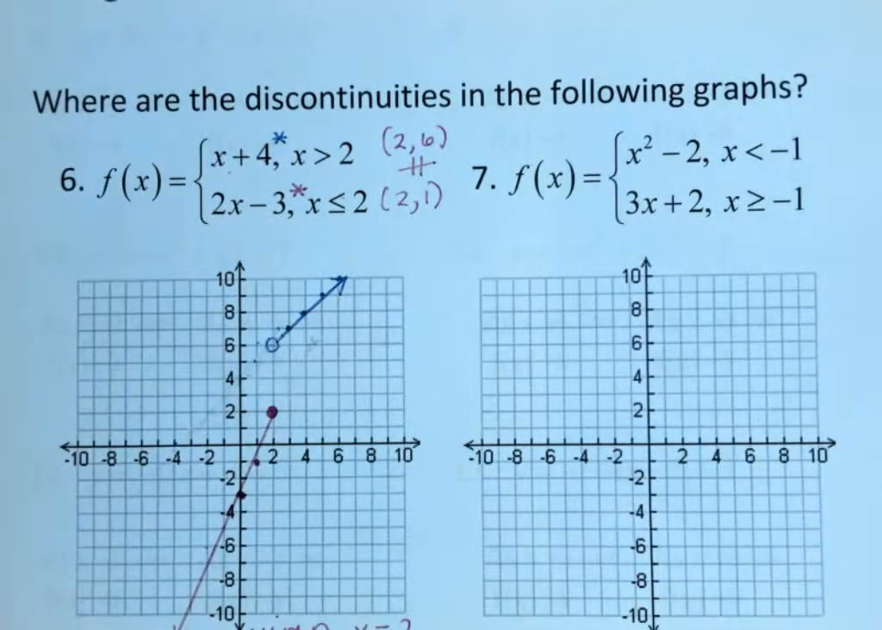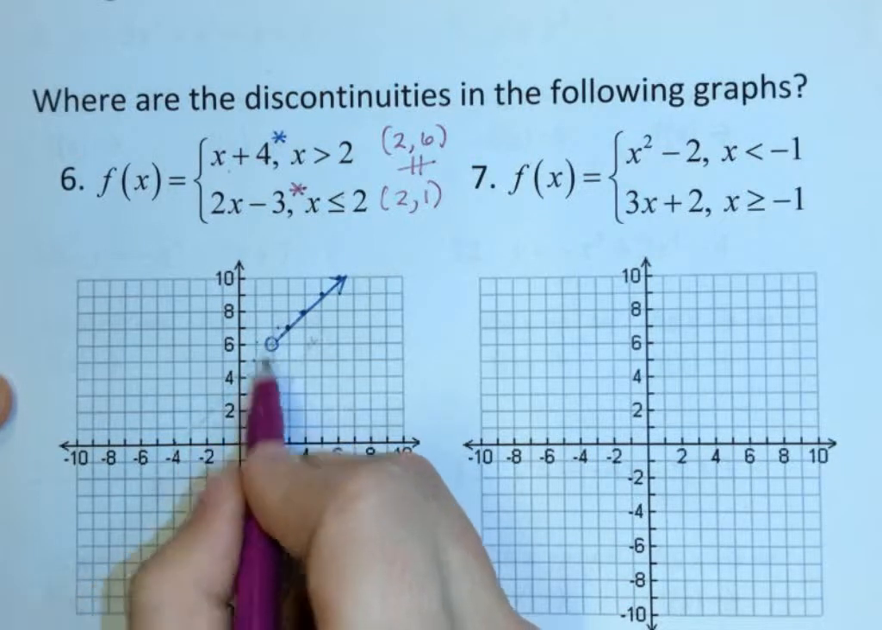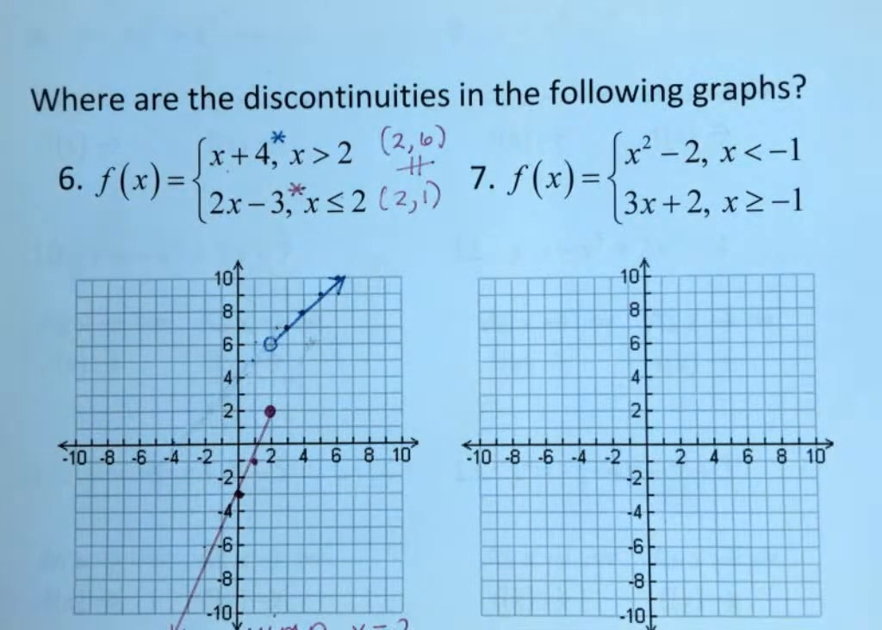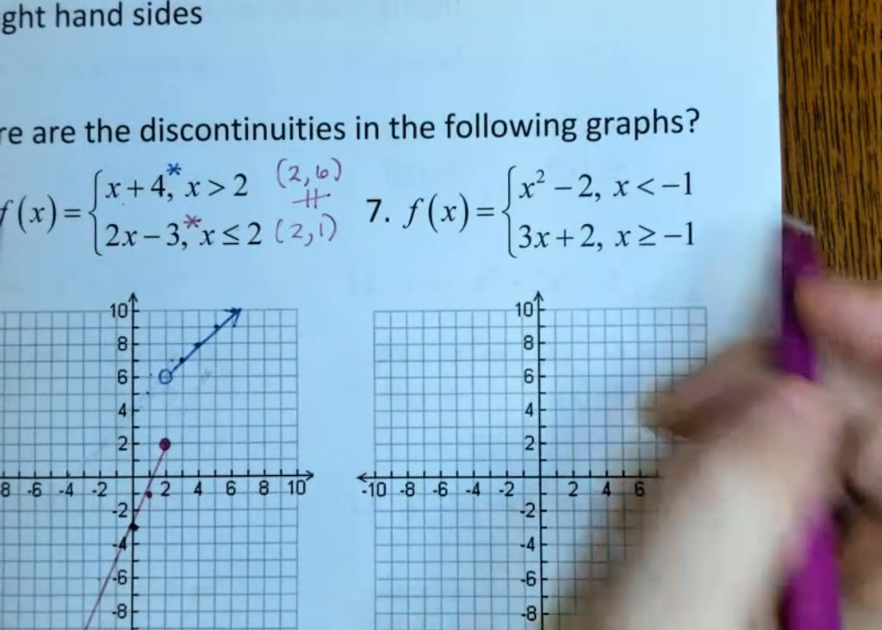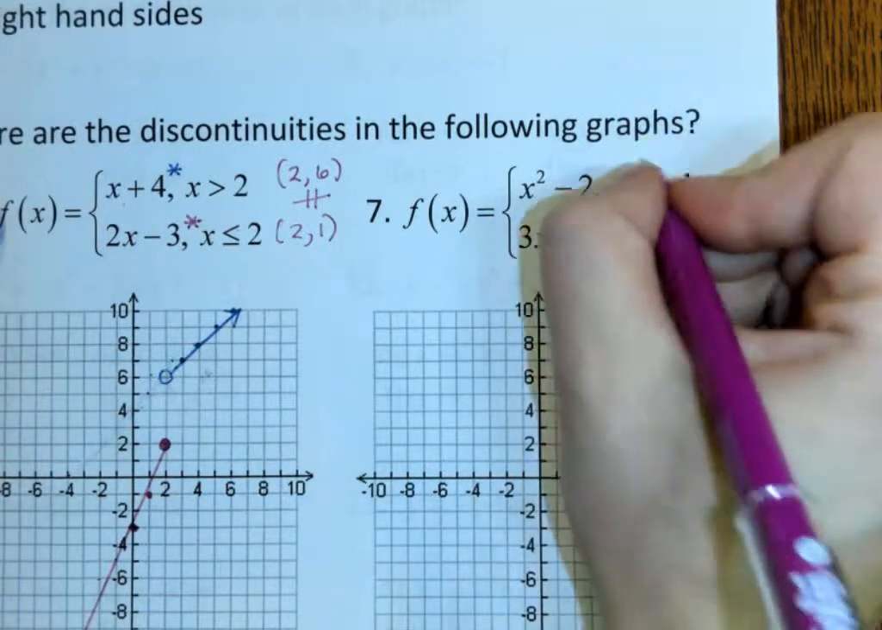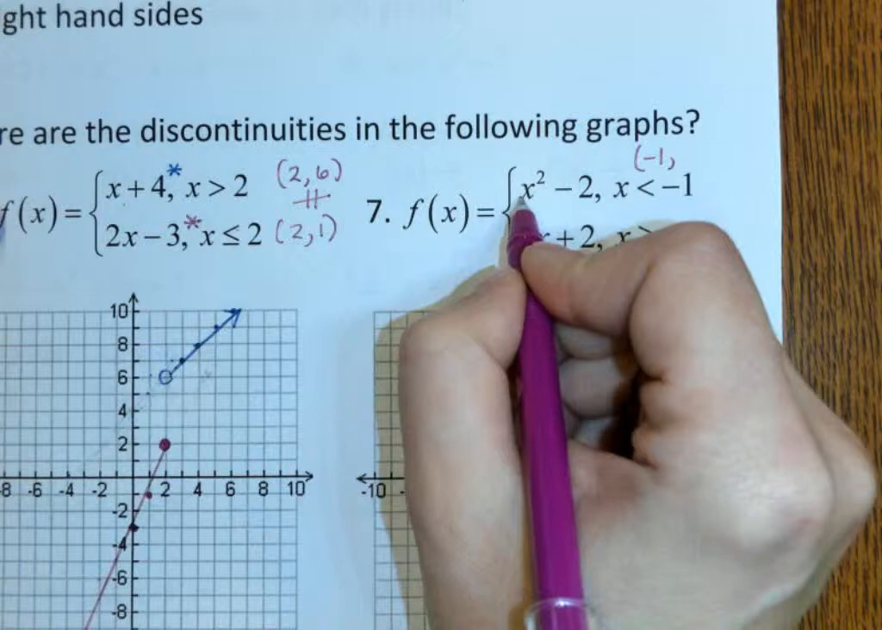Those are not the same point. This is 2, 6. This is 2, 1. They are not the same point. That tells me there's a jump discontinuity. So I can do the same thing here. I'm going to plug in negative 1 for x. What is negative 1 squared?